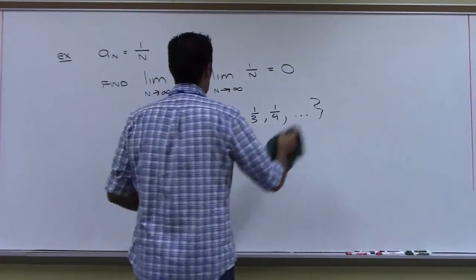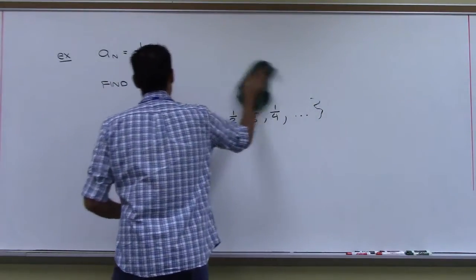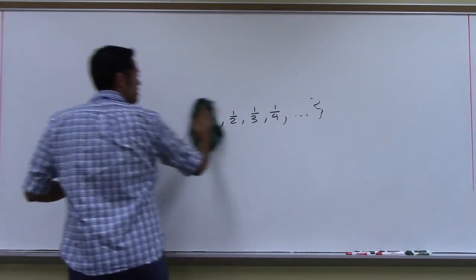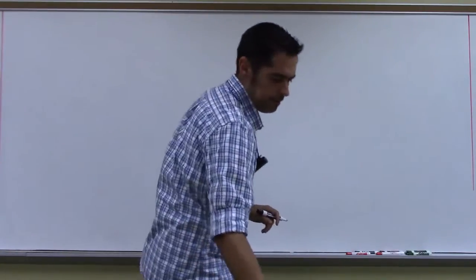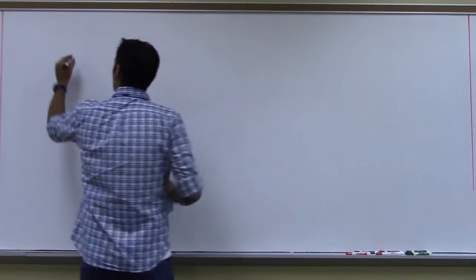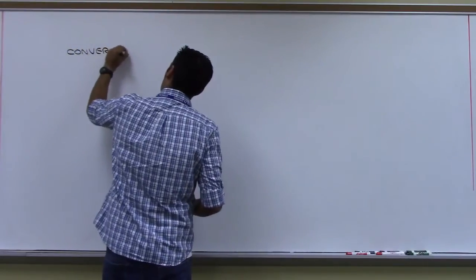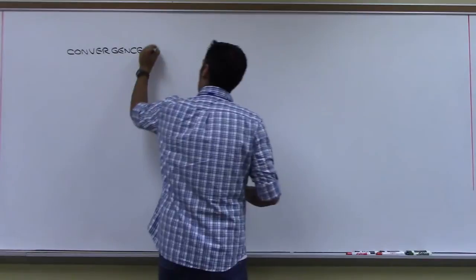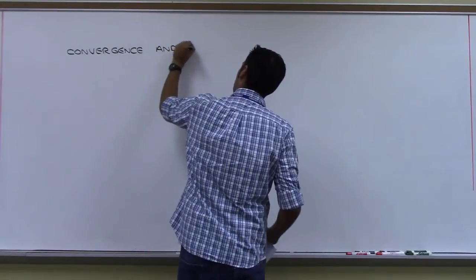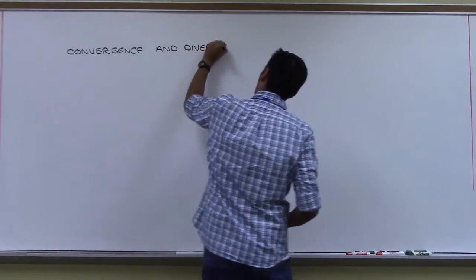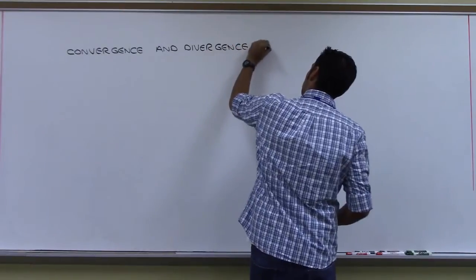All right, with this idea of the limit of a sequence, we have some new definitions. This is what we call the convergence and divergence of a sequence.